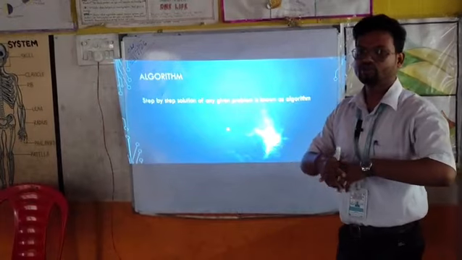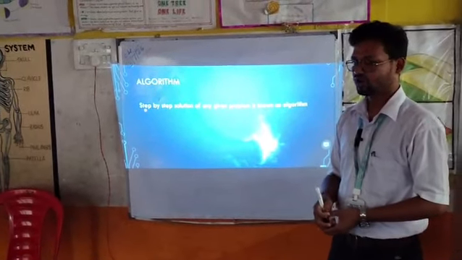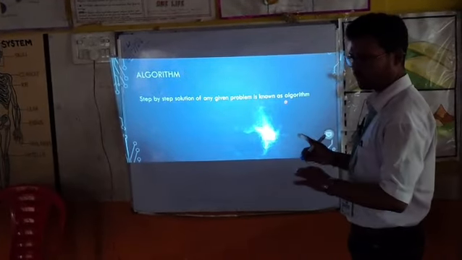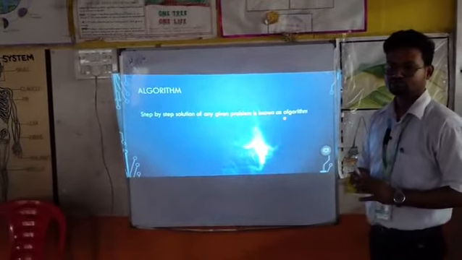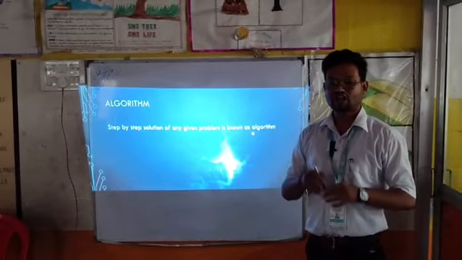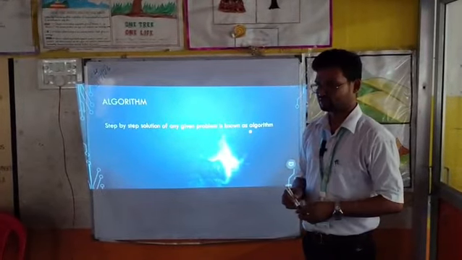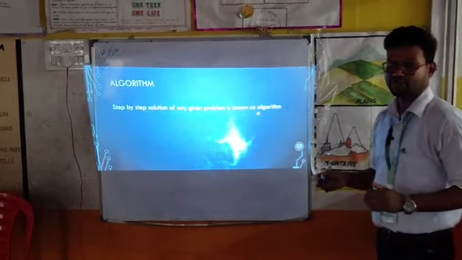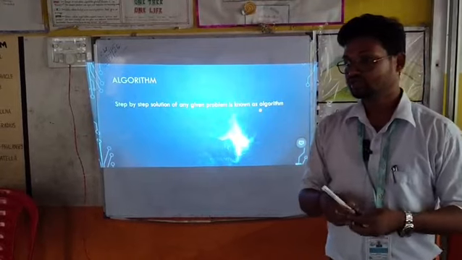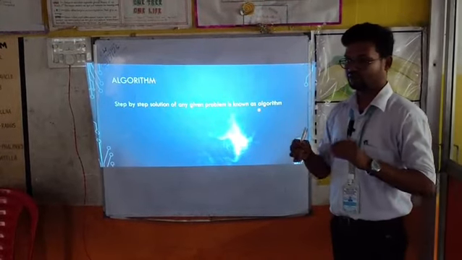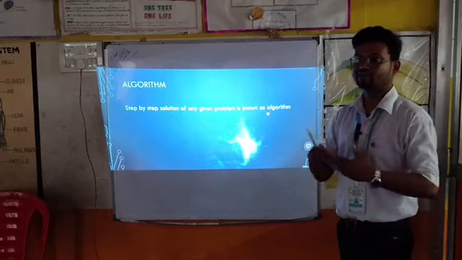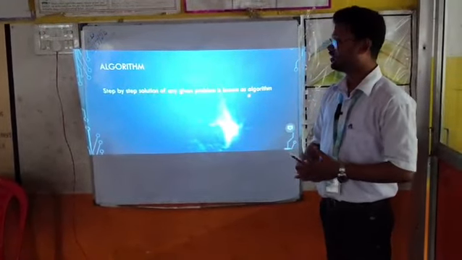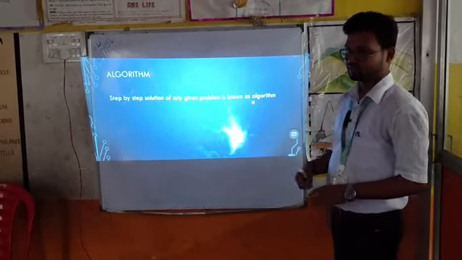What is an algorithm? When you are making a program on a computer, the step-by-step solution of any given problem is known as an algorithm. It will help you start a program and give you the results. You have to arrange the program so that you can run any type of work, any type of calculation and solution, through this algorithm.